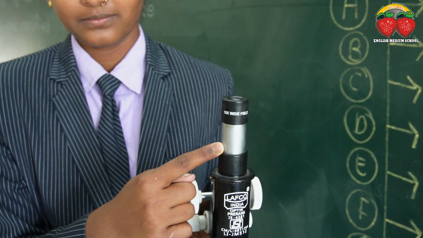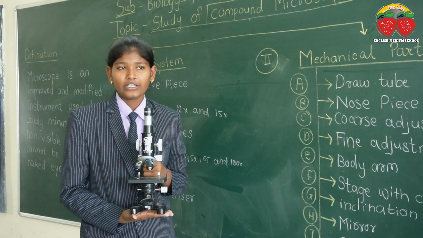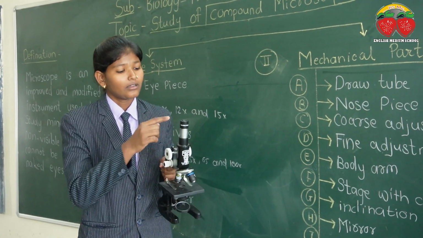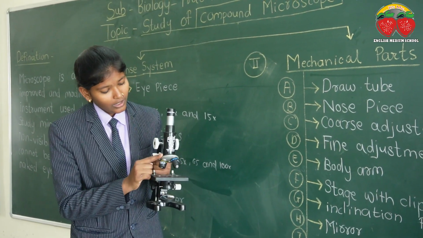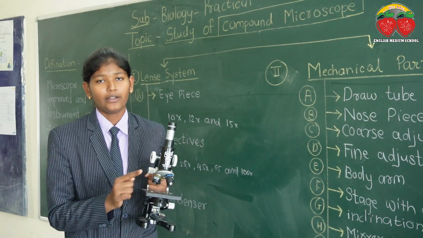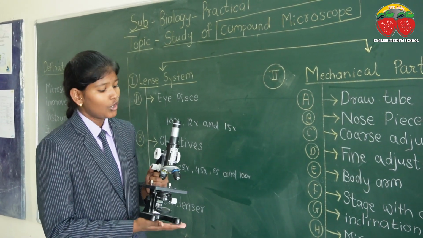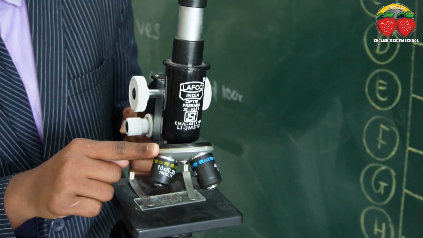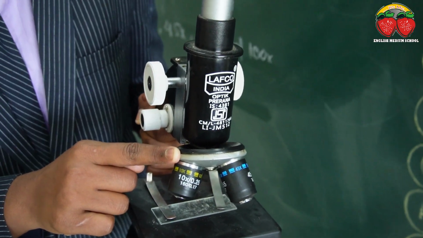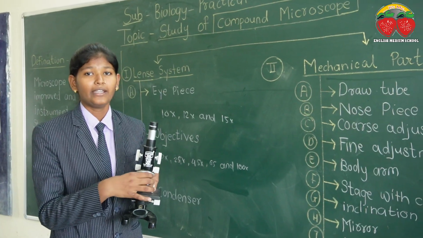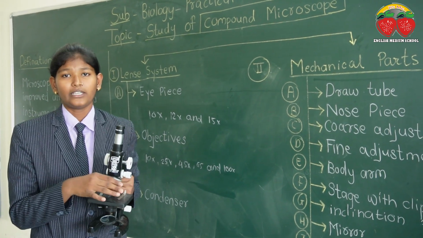Mechanical parts. First, the draw tube. It is a hollow tube which holds the eyepiece at the upper end and the objective at the lower end. Now, the second mechanical part is the nosepiece. It is a revolving part for adjustment of the microscope. In the nosepiece, low and high power lenses are attached.